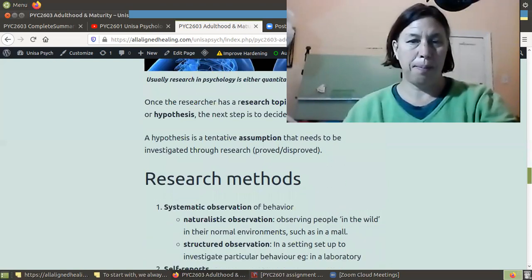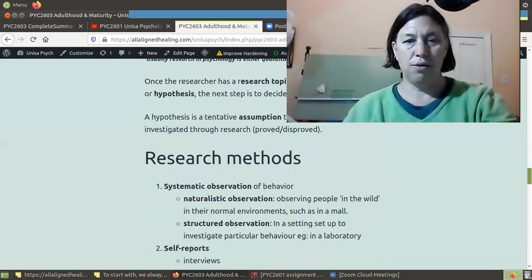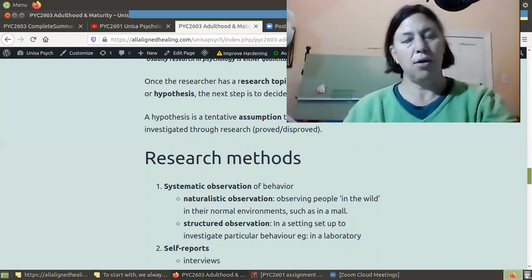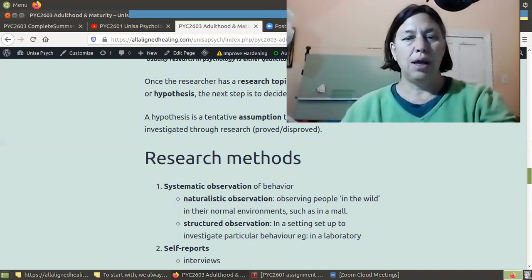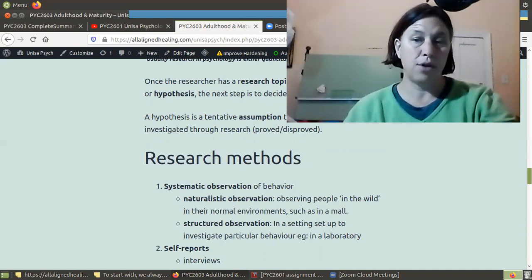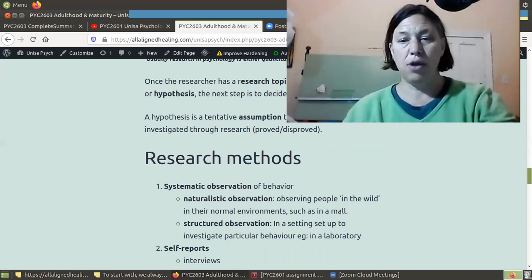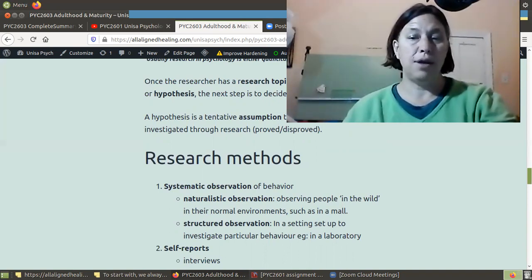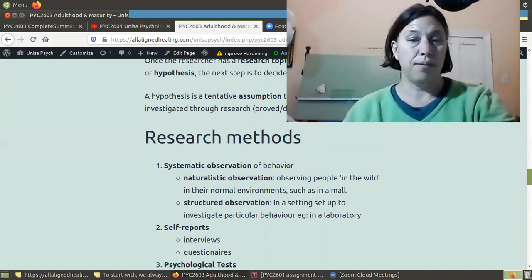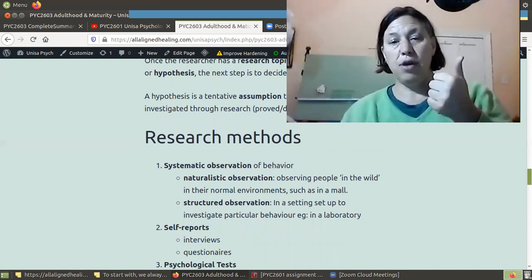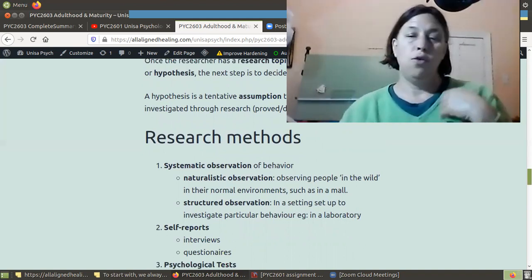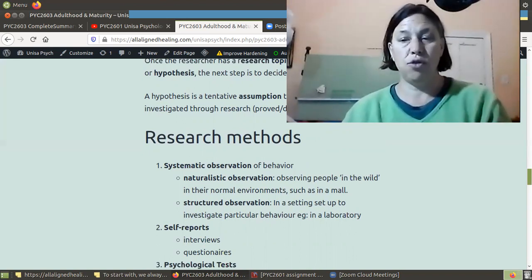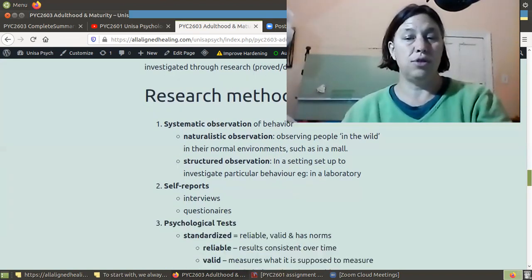Research methods. The first research method is systematic observation of behavior. This may be naturalistic or structured. In naturalistic observation, we observe people in the wild, in their normal environments, such as in a mall. In structured observation, we observe people in a setting set up to investigate particular behavior, such as in a laboratory. Then we've got self-reports, which will be conducted through interviews and through questionnaires. Thirdly, we have psychological tests.